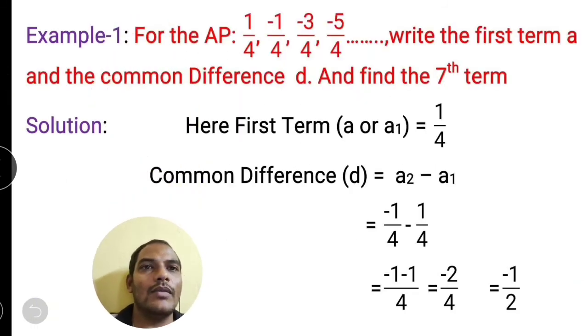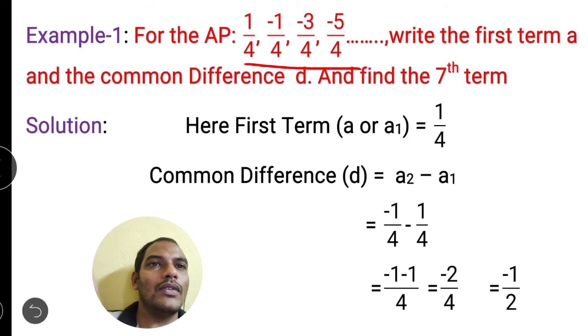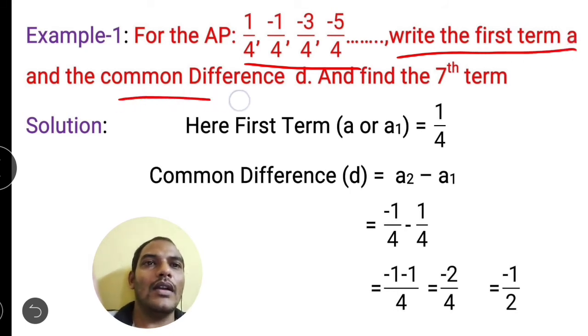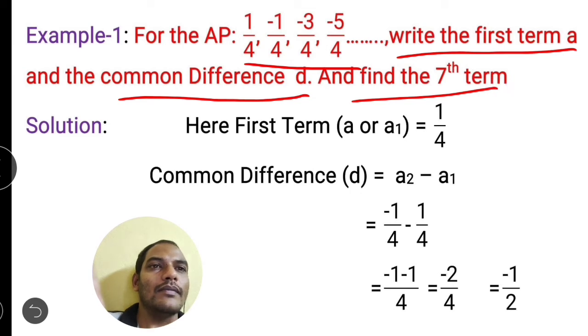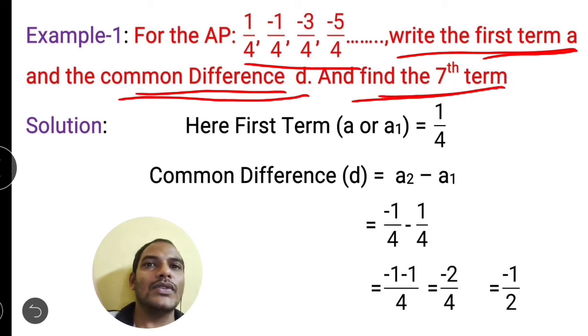Let's do some example problems. So example 1 is for the AP 1 by 4, minus 1 by 4, minus 3 by 4, minus 5 by 4, dash. Write the first term a and the common difference d and find the seventh term. So in total 3 answers we have to find out.